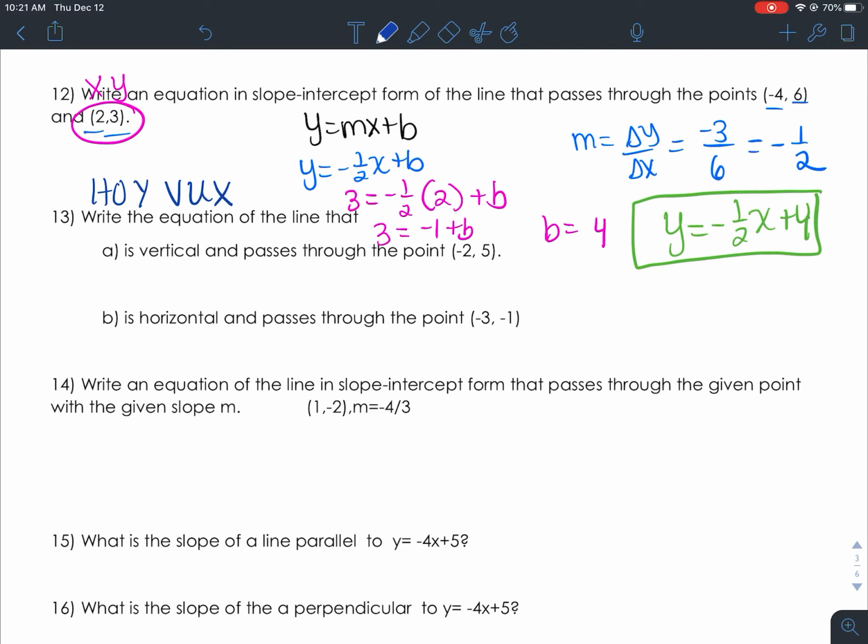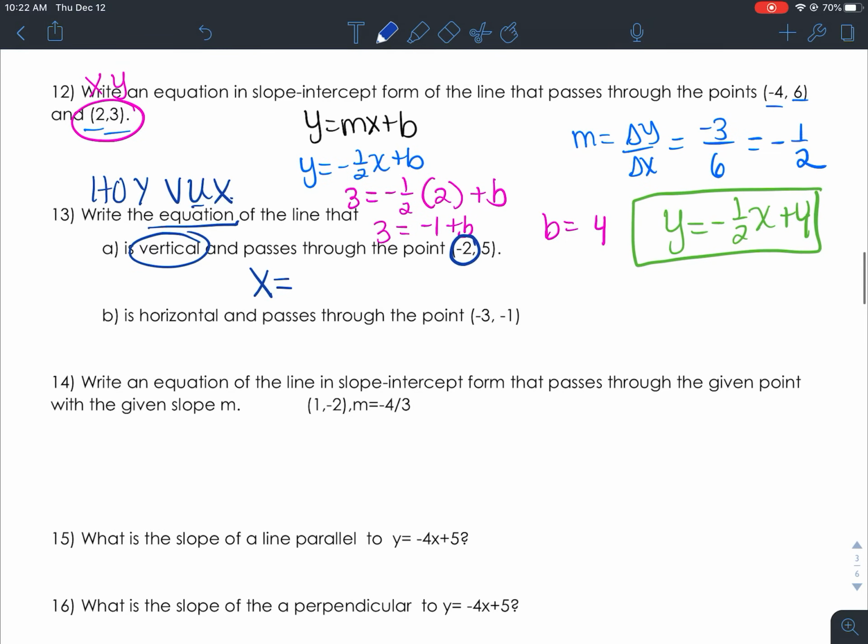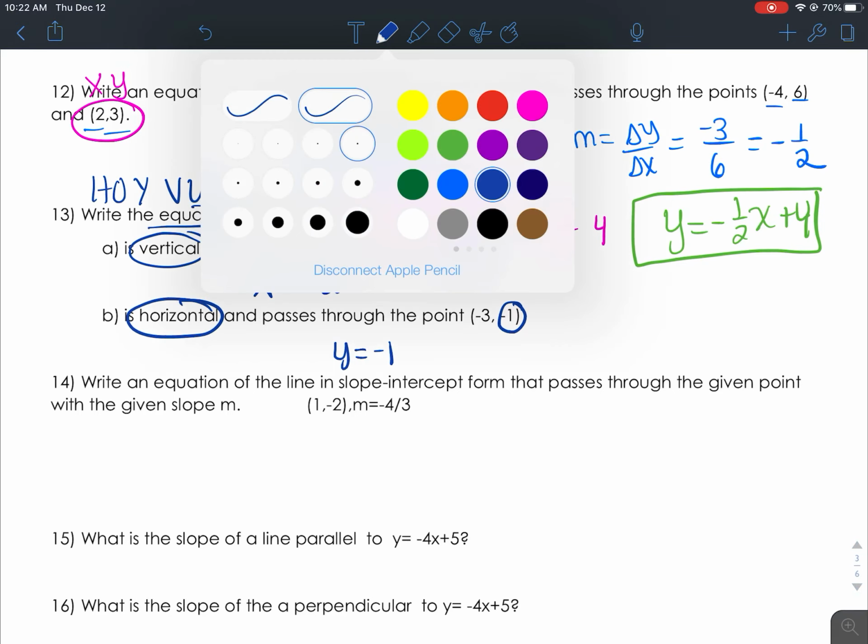But for this one, you want to think horizontal: 0 slope, y equals; and vertical: undefined slope, x equals. So if it says vertical, I know the slope's going to be undefined, but when I write my equation, the equation is going to be x equals. In this case, the x value is -2, so that's what your equation would be. All of your x's are -2. For the horizontal line, it's going to be 0 slope, y equals, and we're going to pick the y value, which is -1.